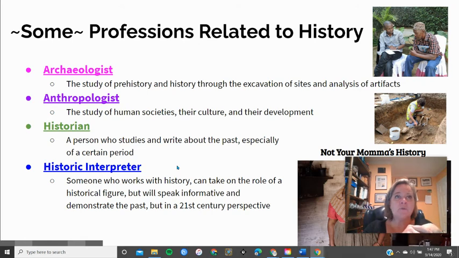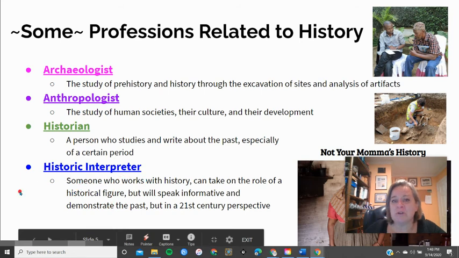Historians might be like all the who was so and so, like who was George Washington, who was Babe Ruth. Those are historians who've gone out and gathered that information so they could write that book for others to read. Then you have historical interpreters.